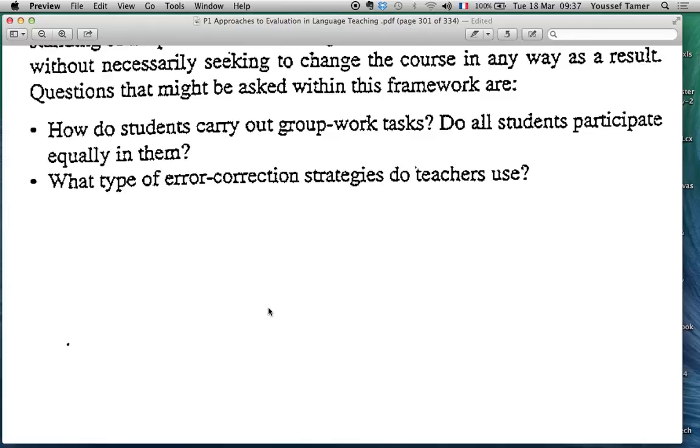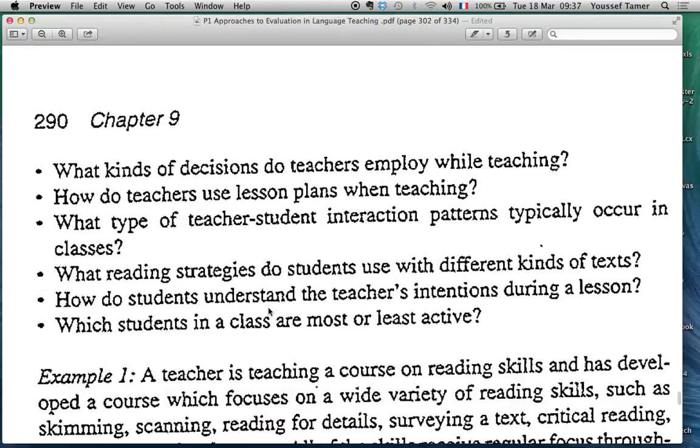Group work tasks. What type of error correction strategies do teachers use? What kinds of decisions do teachers employ while teaching? We talked last time about this. Sometimes there are situations that arise where the teacher takes decisions. Those decisions can be positive or negative, so you have to evaluate them.